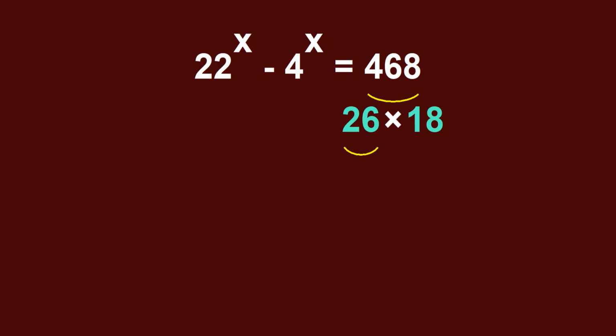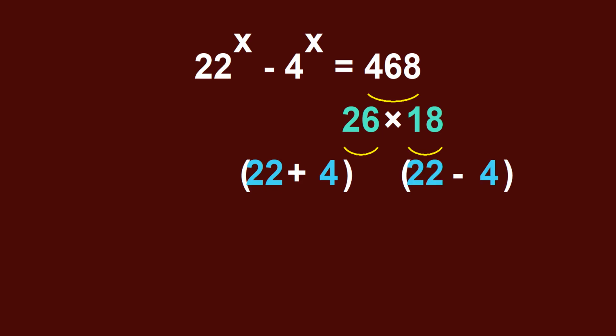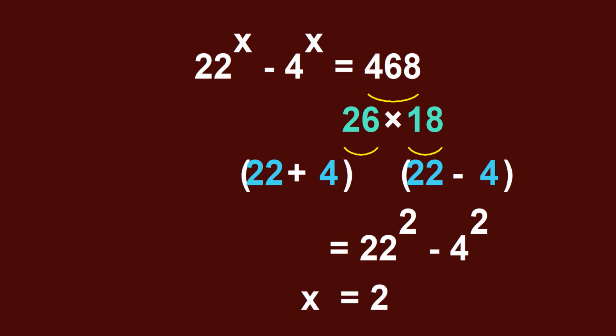Next, we are going to break down 26 into the summation of 22 plus 4 and express 18 as 22 minus 4. And now we have the difference of two squares form, which can be written as 22 to the power 2 minus 4 to the power 2. By comparing both sides of the equation, it's clear that x equals 2, and this is our final answer for this problem.